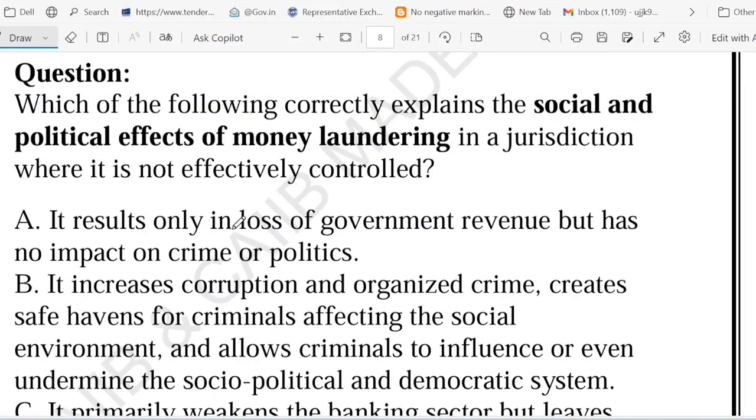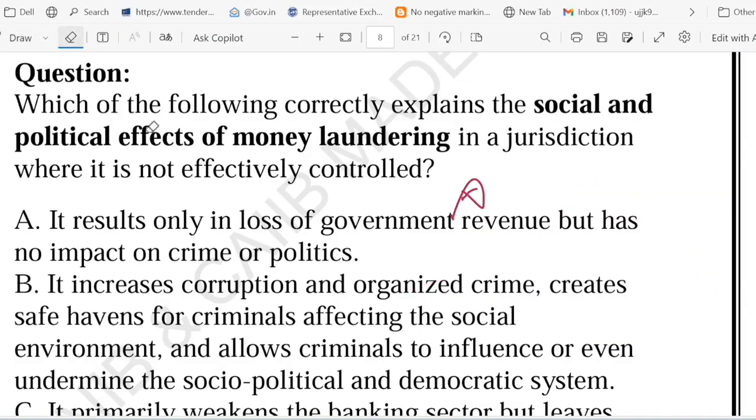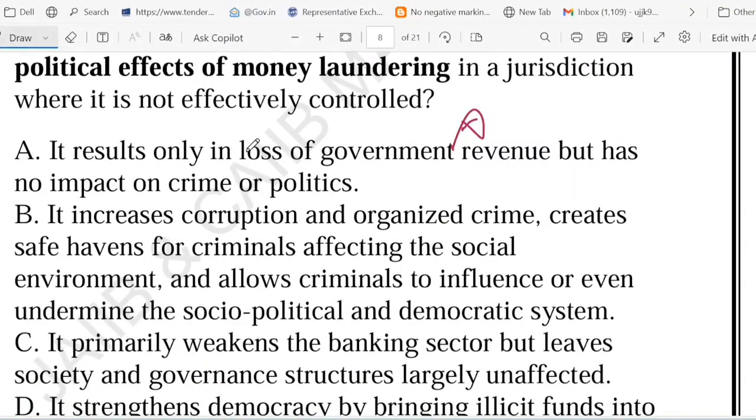Very good question. So if you look at option A, which says that it only causes revenue loss, nothing else, what do you think about it? This is incorrect. Why? Because the effects are much deeper than the tax revenue. Money laundering spreads corruption, strengthens criminals, weakens governance. Yes, that is what it does. So that's why option A is wrong. It just talks about loss in government revenue. What about option B? Yes, option B is the correct one.